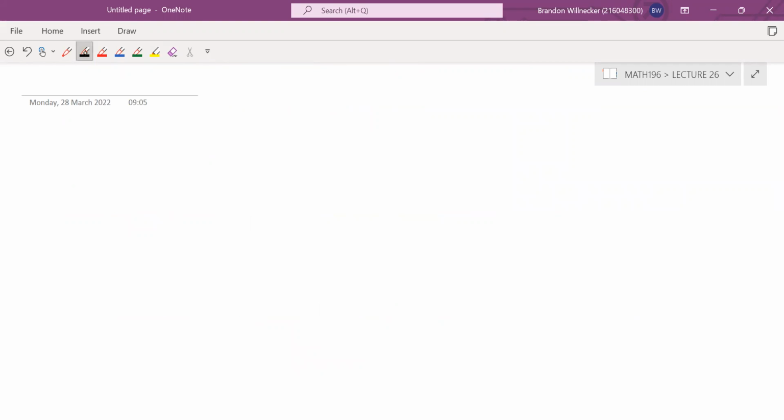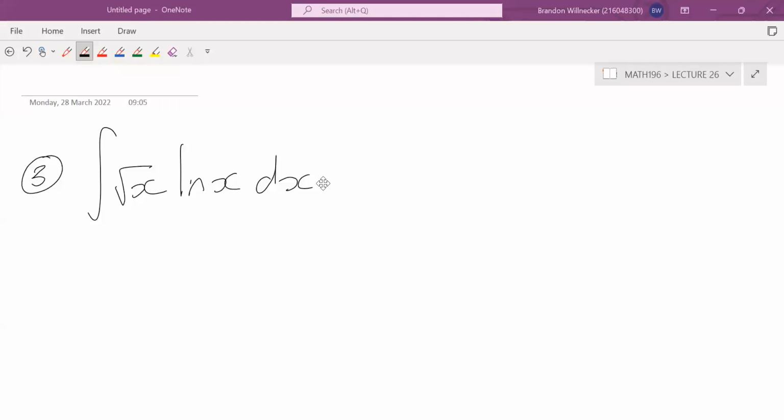Okay, so we've got, sorry, we're on number 3. We have the integral of root x natural log of x dx. Okay, so again, we've got a product of things. We need to say u is equal to something. We need to say dv is equal to something. Which one of these is easier to differentiate? Or which gives us a simple function after differentiating?